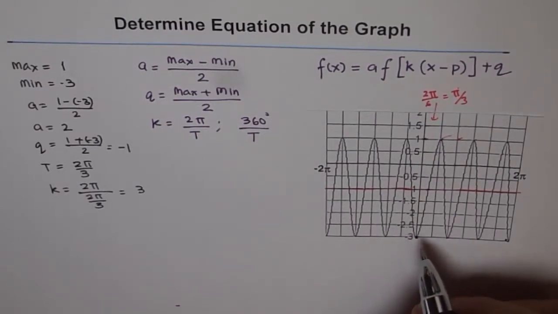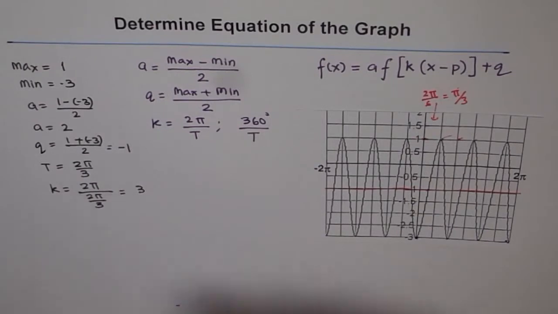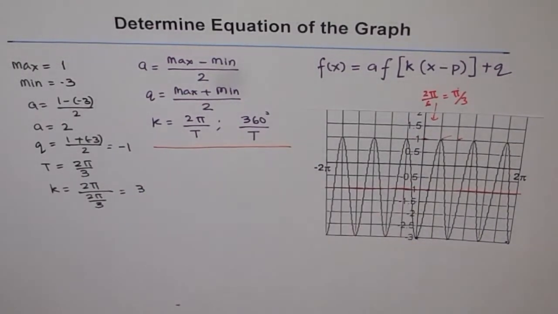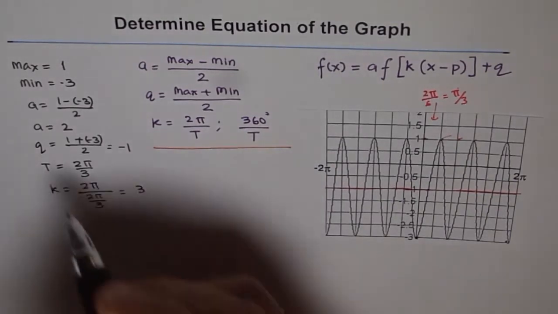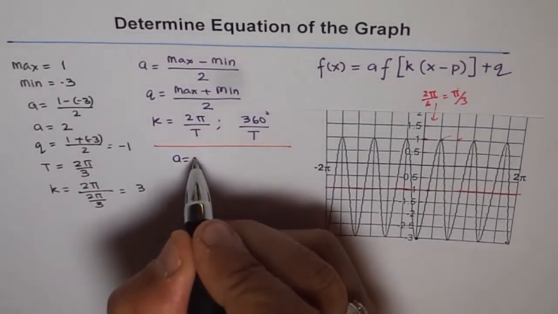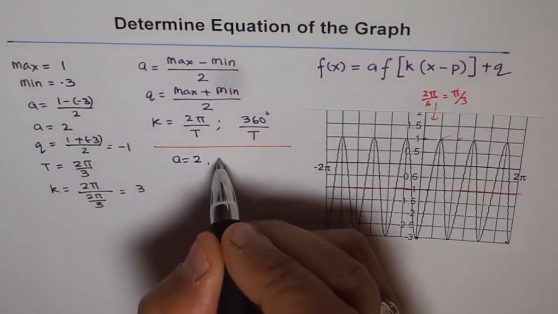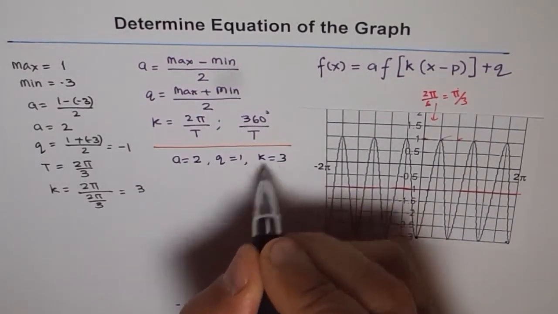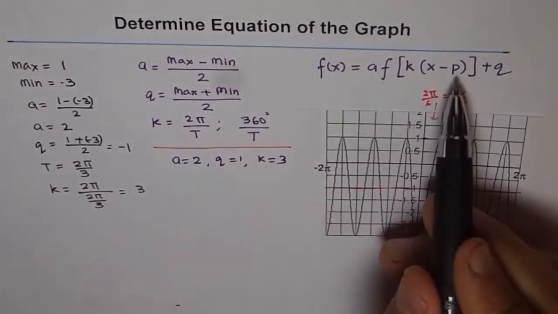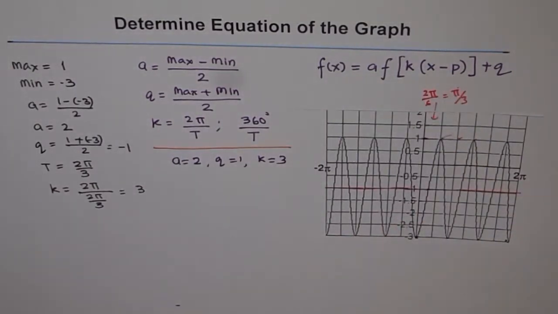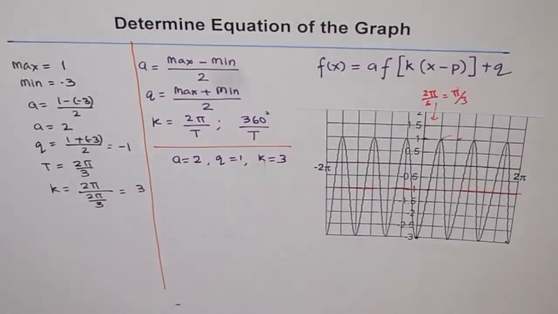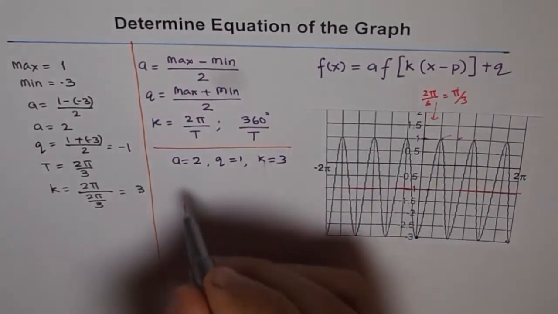Now, I've already got the values here, so let me write down the rest of the values. I have here a equals 2, q equals -1, and k equals 3. So these are my values. I need to find p, that is it. And that's my first column where I calculated all my values. Perfect.